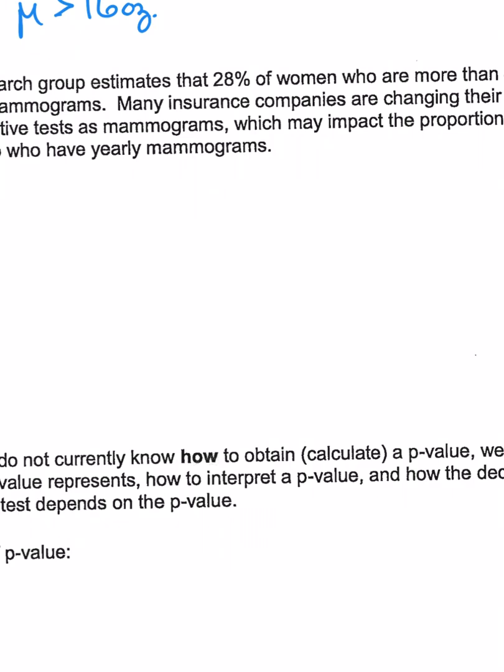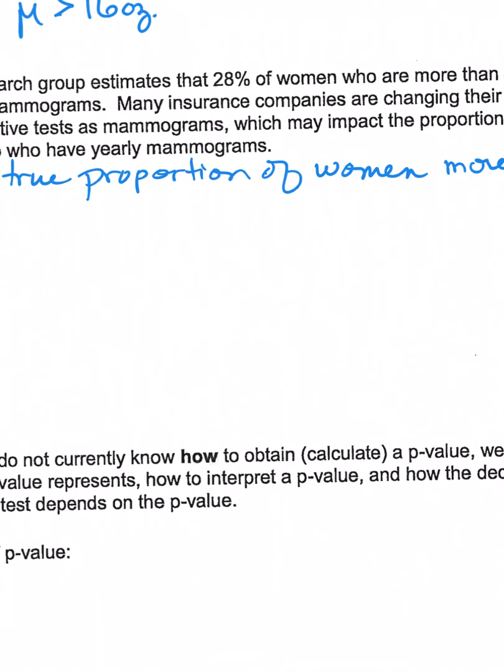So, what is p? Define it. No, it is not 0.28. It is the true proportion of women more than 40 years old who have yearly mammograms.